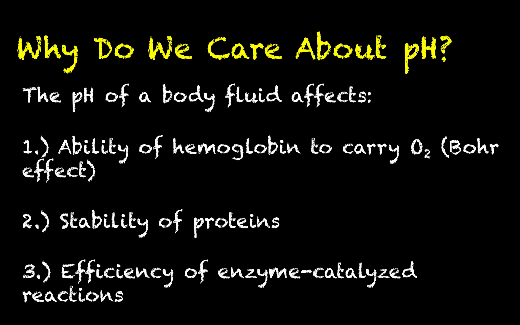So if the pH of the blood plasma were allowed to dip from 7.4 to 7.2, all three of these things might change for the worse and body function would be negatively impacted.